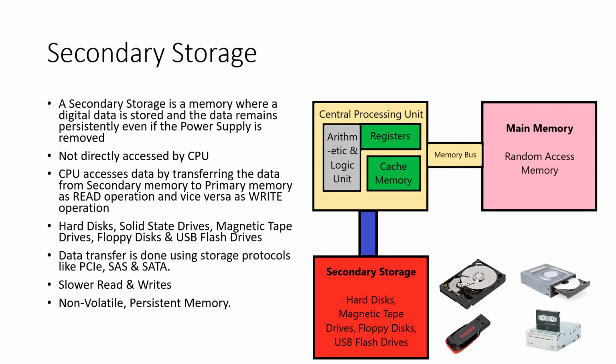For examples, secondary storage devices are hard disks, solid-state drives, magnetic tape drives, floppy disks and USB flash drives. The data transfer is done using storage protocols like PCIe, SAS and SATA. Secondary storage devices have slower read and writes. These memory devices are non-volatile and the data stored is persistent unless instructed otherwise.